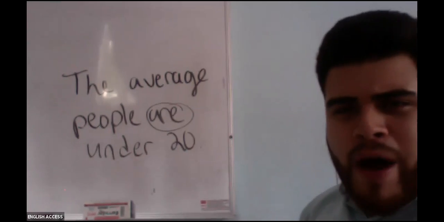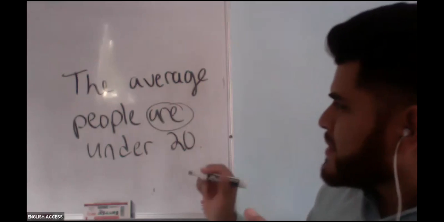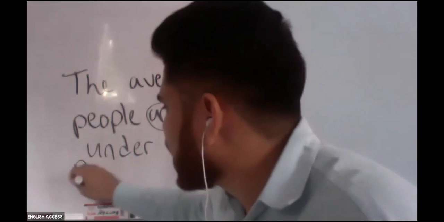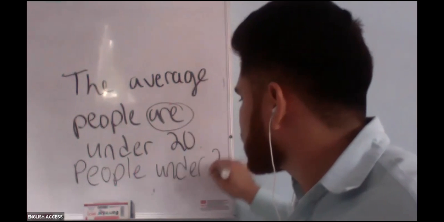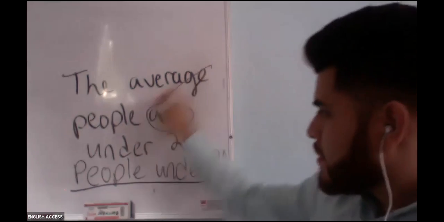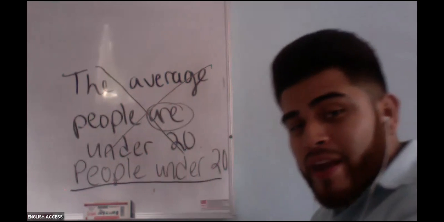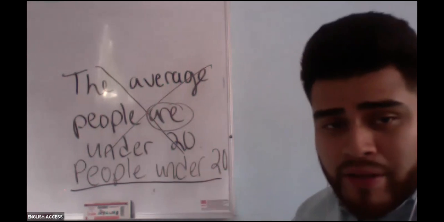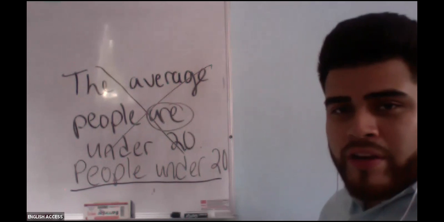Well, while I talk to Yasmin, I want you to make a sentence using the passive voice and people under 20. People under 20. That is your subject. People under 20 are being, people under 20 have been, da, da, da. You can talk about the immigration thing or other things.